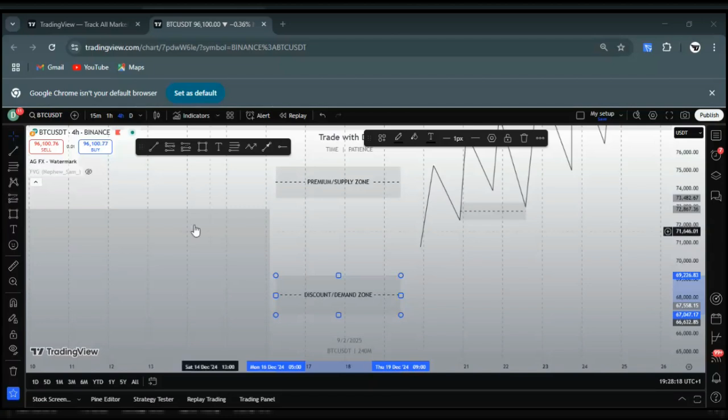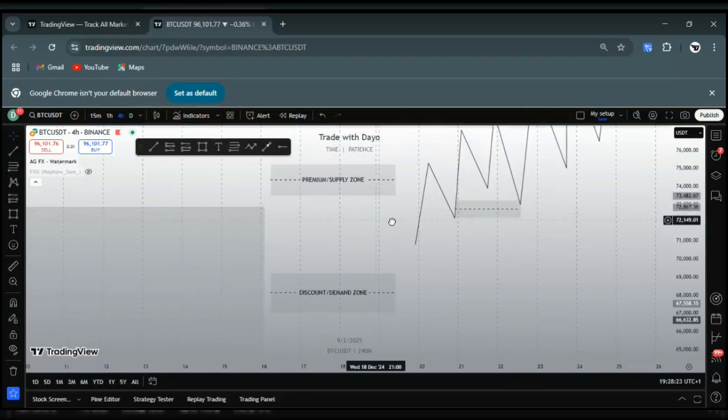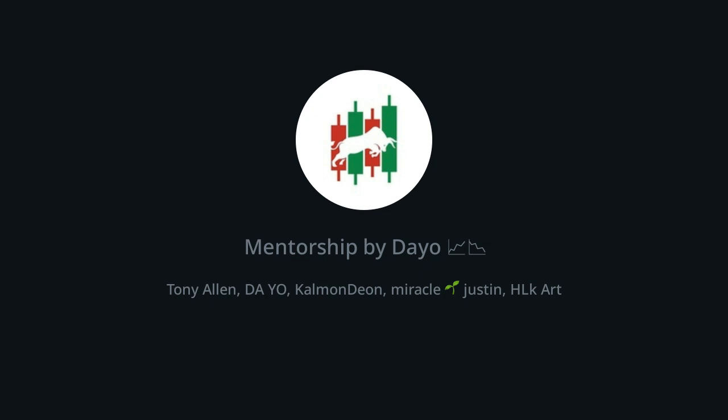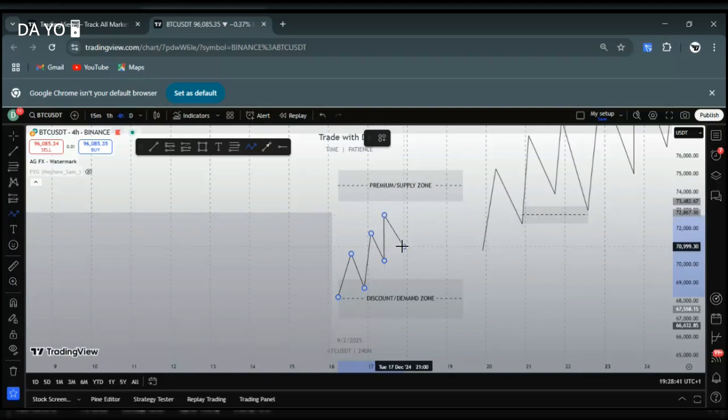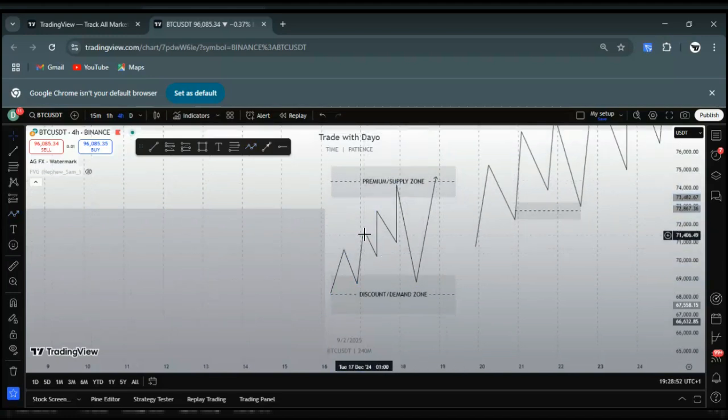So now, for those people that are struggling to know what is premium and discount, this is it. When the market goes up, it is at premium. It's simple English. When something is at premium, that means it's expensive. When something is premium, it's expensive. When something is at discount, it's cheap.